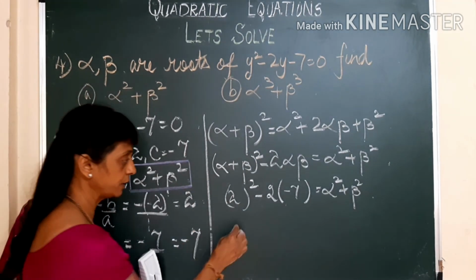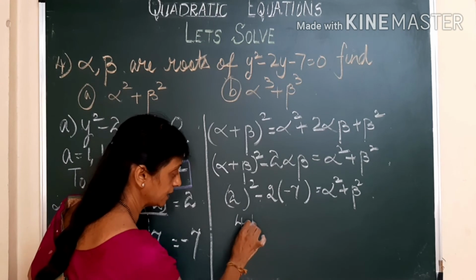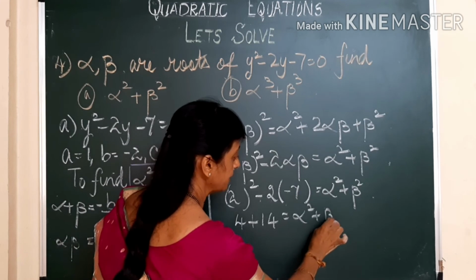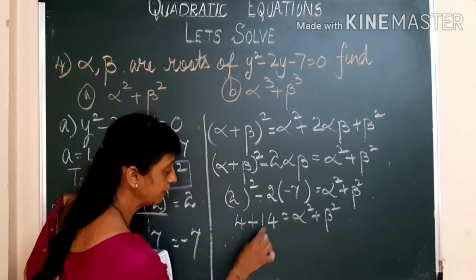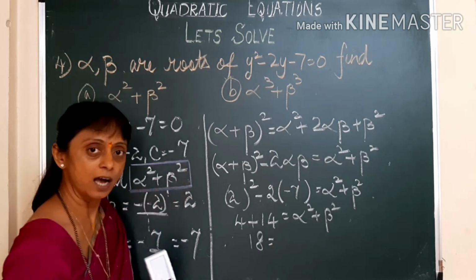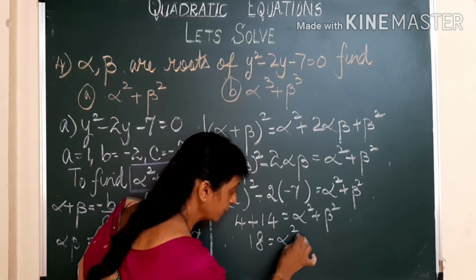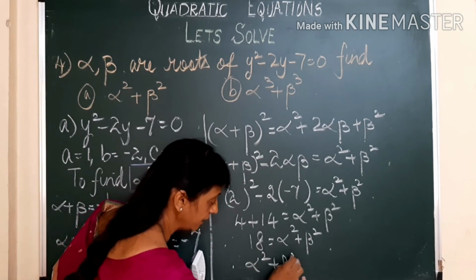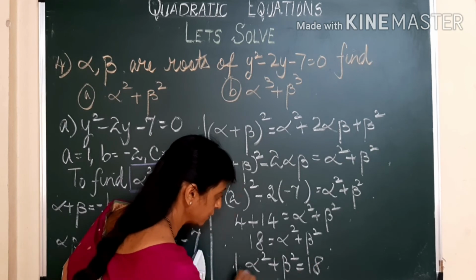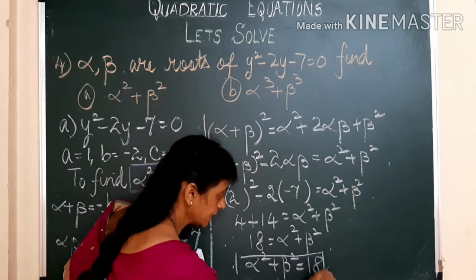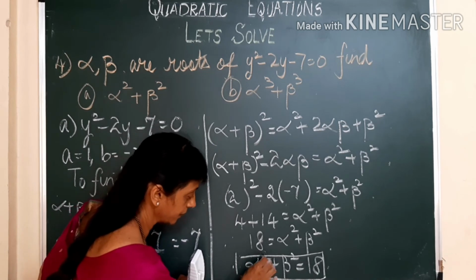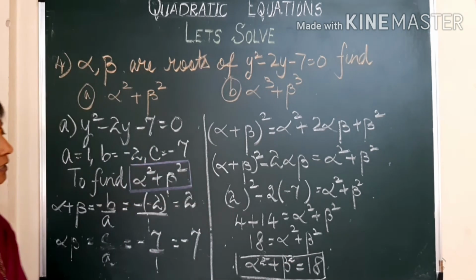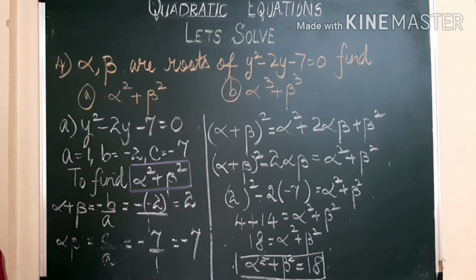2 squared, 2 into 2, that is 4. Minus into minus is plus. 7 2s are 14. That is equal to alpha squared plus beta squared. In other words, 14 plus 4 is 18 is the answer for which term? Alpha squared plus beta squared. Therefore, alpha squared plus beta squared is equal to 18. So, this is the answer for the first. Alpha squared plus beta squared is equal to 18. This is the way we get the answer.